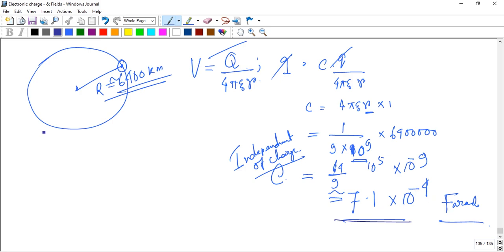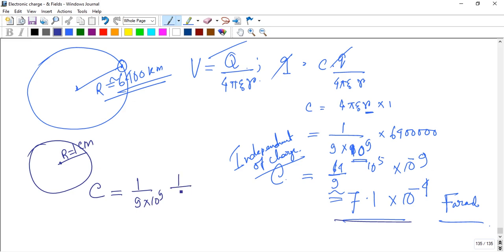Now if I take another object of radius, suppose 1 centimeter, what is the capacitance of this? That is 1 over 9 into 10 to the power 9, and 1 centimeter converted into meters is 1 over 100. So multiplying these, 1 over 9 means 1 by 9, so we get 0.1111 and so on, into 10 to the power minus 11.